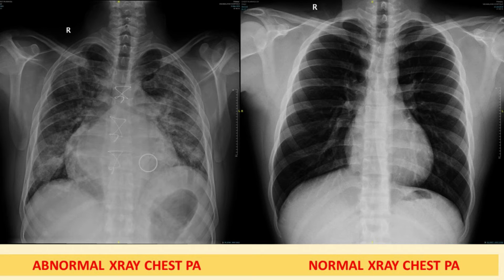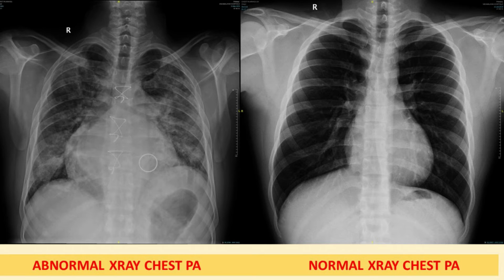The second point, in the normal X-ray chest, there is 1/3 of cardiac contour to the right of the bony spine and 2/3 of cardiac contour to the left of the bony spine. But in the abnormal X-ray chest, it is almost reversed. I mean, 2/3 of cardiac contour is seen to the right of the bony spine and 1/3 to the left of the bony spine. This indicates significant enlargement of the right atrium or the right ventricle, or it can be both.